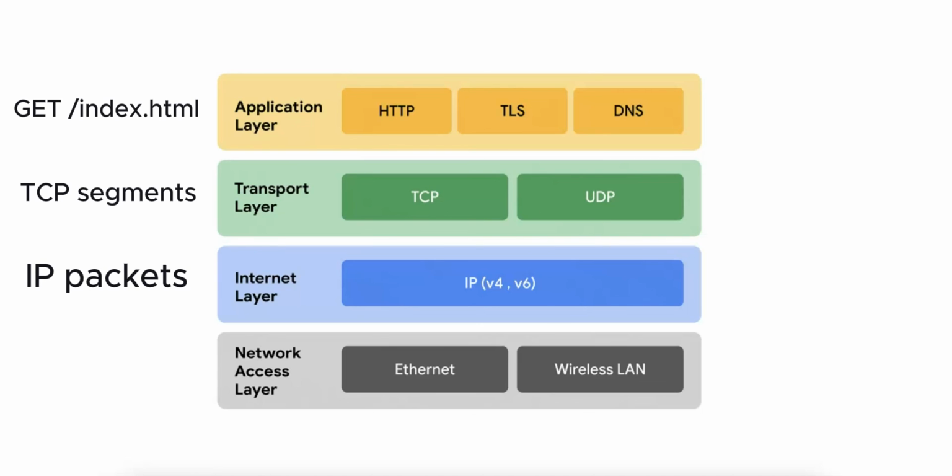And finally, the network access layer. The IP packets are sent over the local network using Ethernet, which is wired, or Wi-Fi, which is wireless, to the router, which forwards the data to its final destination.